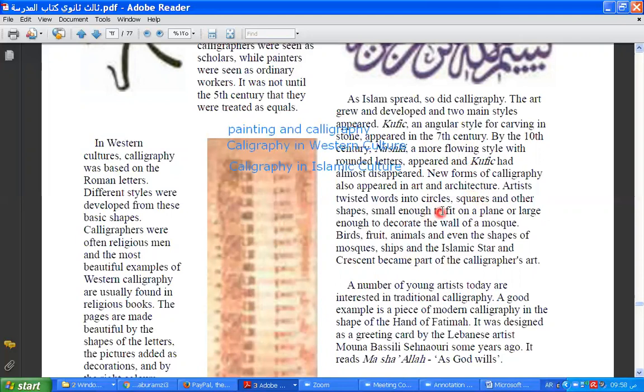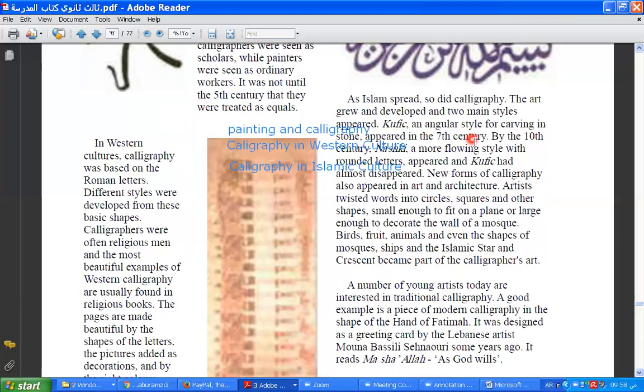A new form of calligraphy also appeared in art and architecture. Artists twisted words into circles, squares, and other shapes, small enough to fit on a plate or large enough to decorate the wall of a mosque. Birds, fruit, animals, and even the shapes of mosques, ships, and the Islamic star and crescent became part of the calligrapher's art.